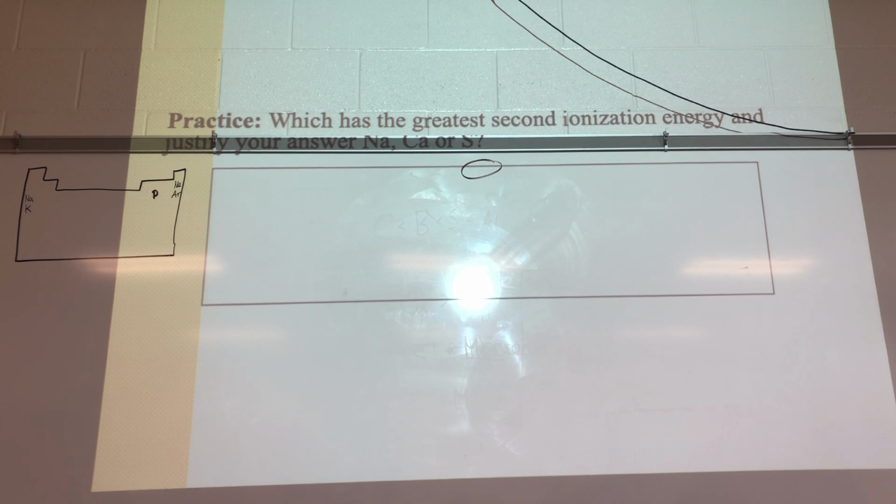Because if you're going across, the left is easier than the right. If it was further to the left, it's easier to get rid of. Sulfur would be easier because it'd be further to the left. Calcium would be.